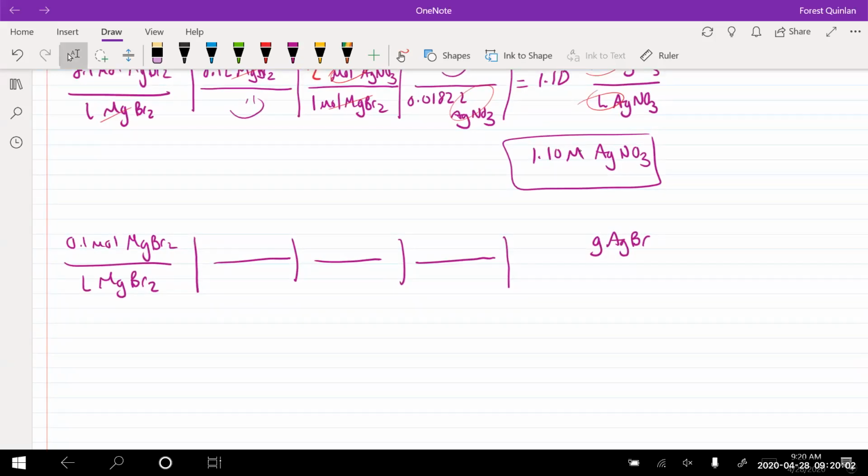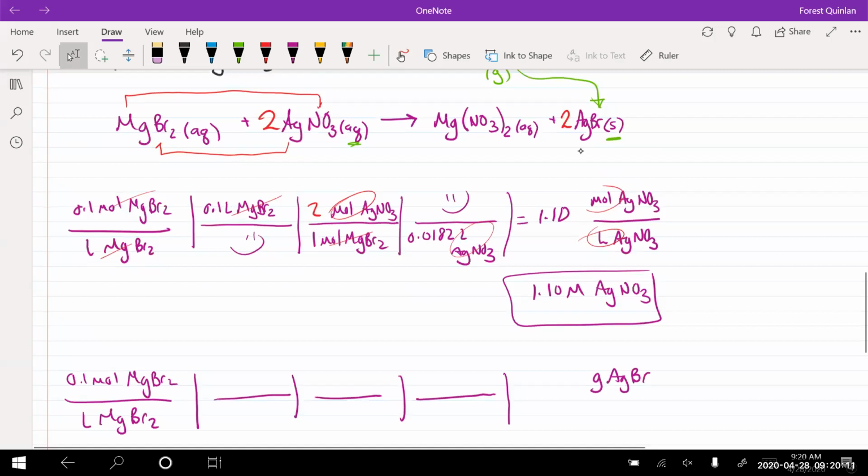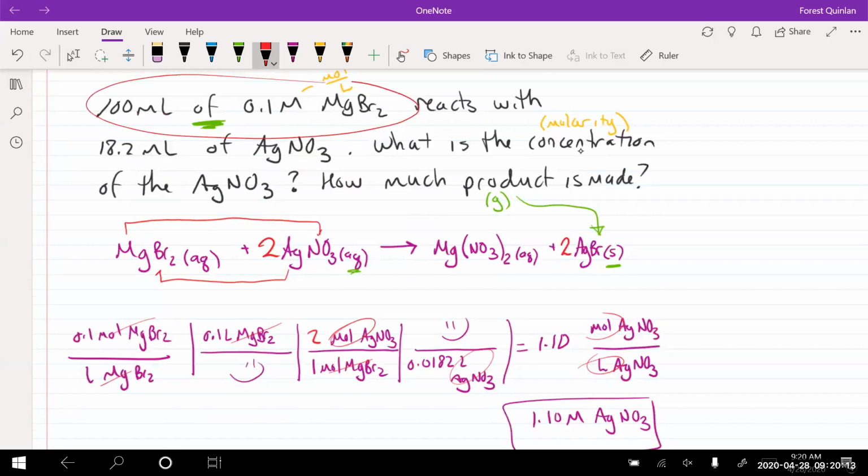And so all we have to do now is play with our units. And again, this problem is telling us what to do. 100 mils of the 0.1. We are going to be multiplying those things. So come back down here. And again, take a look.